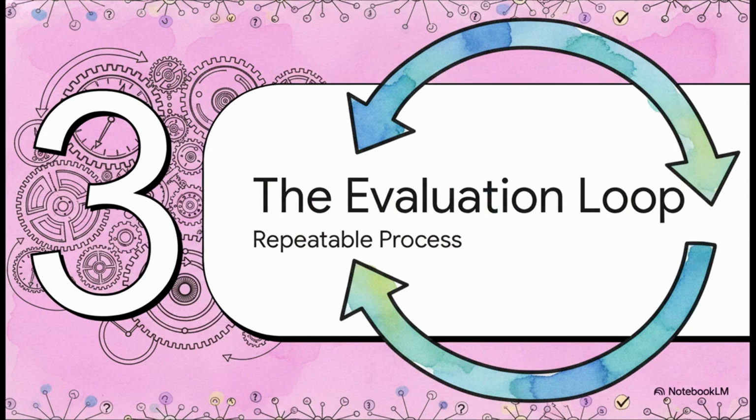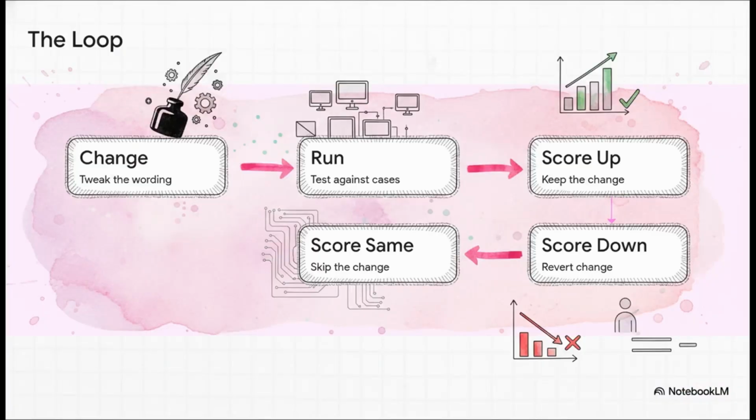Now that we have our baseline, let's look at section 3, the repeatable evaluation loop. This loop is brilliantly simple. First, you change something, next you run the set. If the score goes up, keep it. If the score goes down, revert it immediately. And if the score stays the exact same, the change didn't matter, so just keep it. That's the whole shebang. It is boring, it is repeatable, and honestly, it's really the only way to tell if a prompt is actually getting better or if it's just feeling better to you in that specific moment.